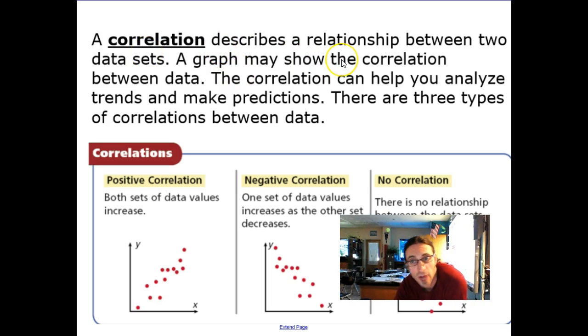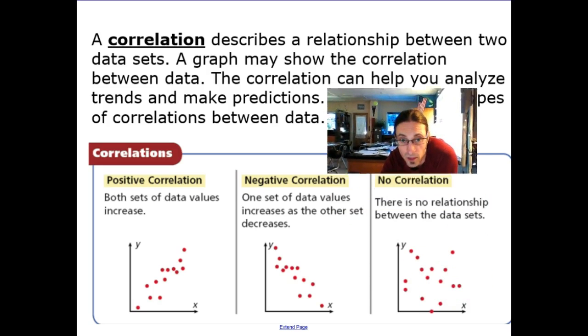Correlation describes a relationship between 2 data sets. So a graph may show correlation between data. Correlation is a way to help you see a pattern, find a trend, and make a prediction. In general, there's 3 types of correlation.